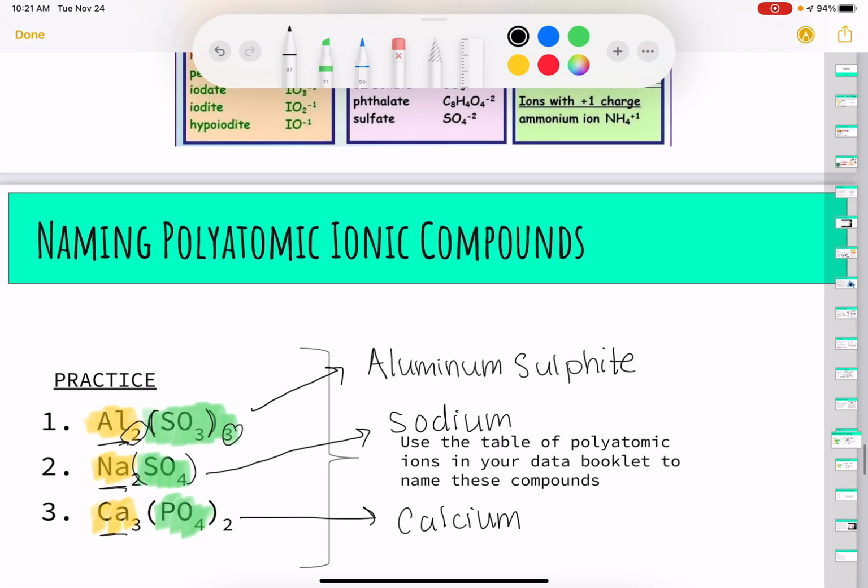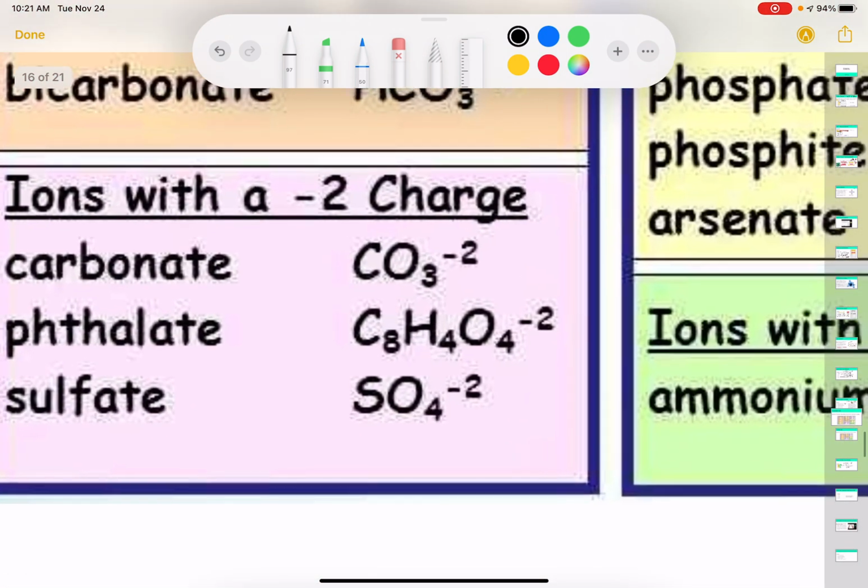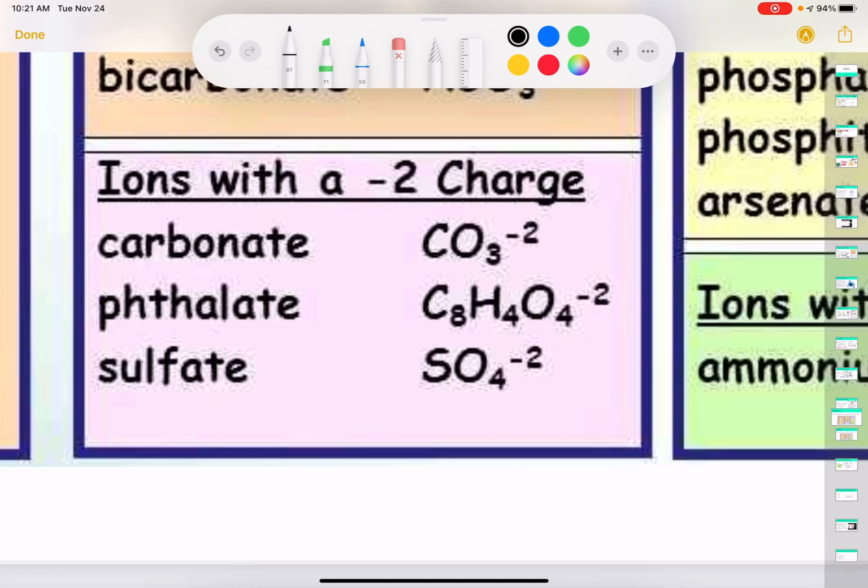So our next one is SO4. So if we go up, we look for SO4. It's right here. It's sulfate.